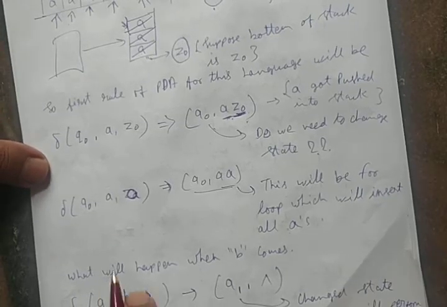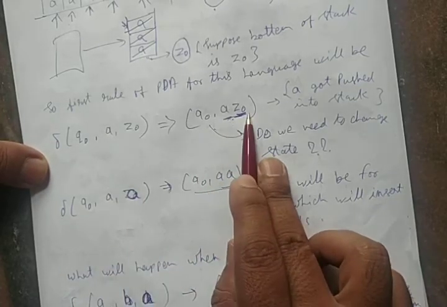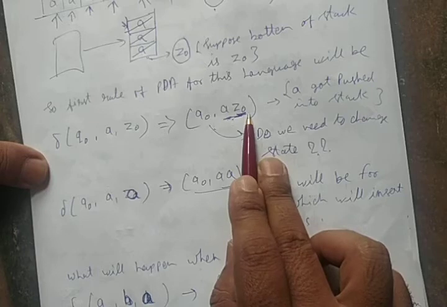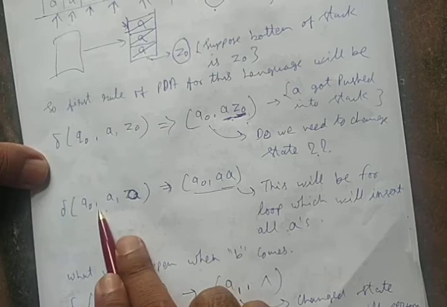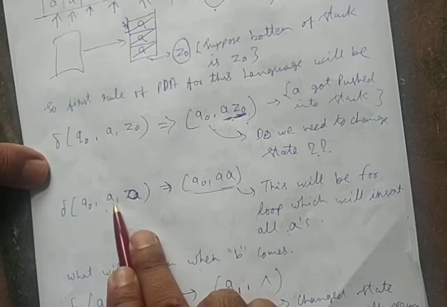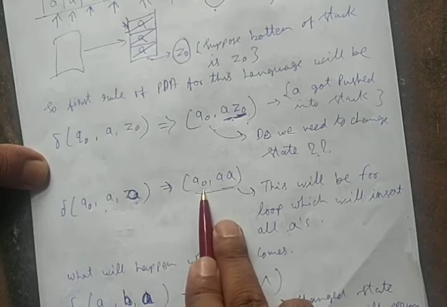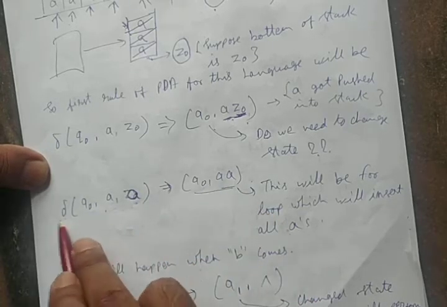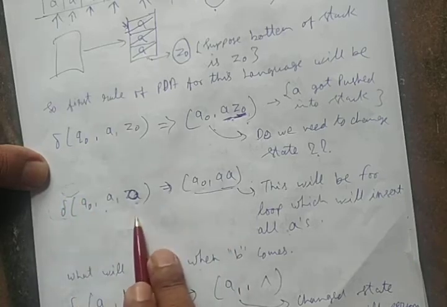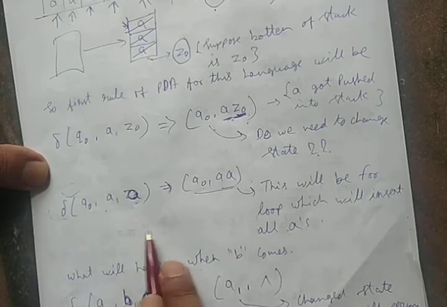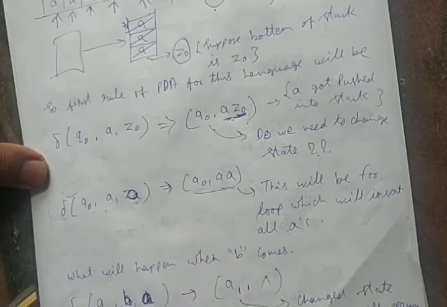Now, once I have inserted one a, my top position has a, hence I require another rule for insertion of another a, because the top of the stack has changed, so I have used this Q naught a a. Now this becomes recursive and repetitive. So after this, whatever number of a's I have, it will insert each and every a.